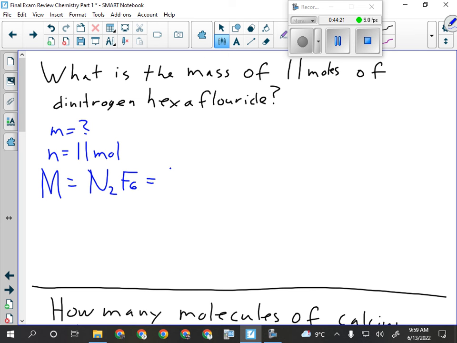There are 2 nitrogens, so 14.01 times 2. That's the atomic mass or molar mass of nitrogen. Plus fluorine is 19, and there are 6 of them. So when we put that all together, what do we get?